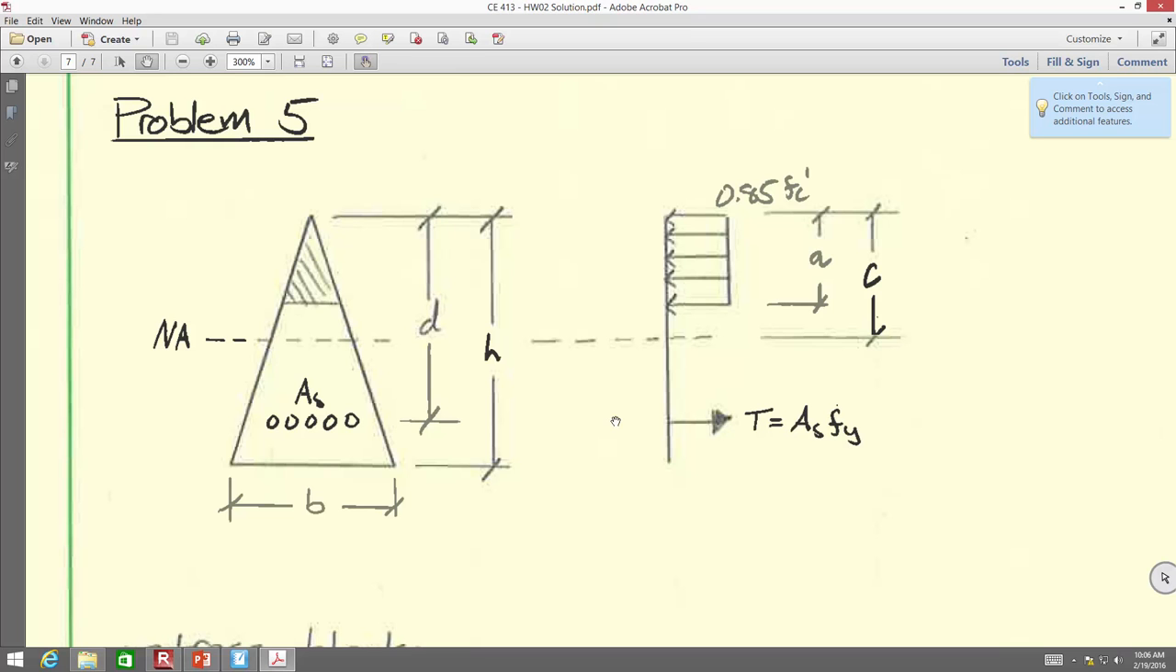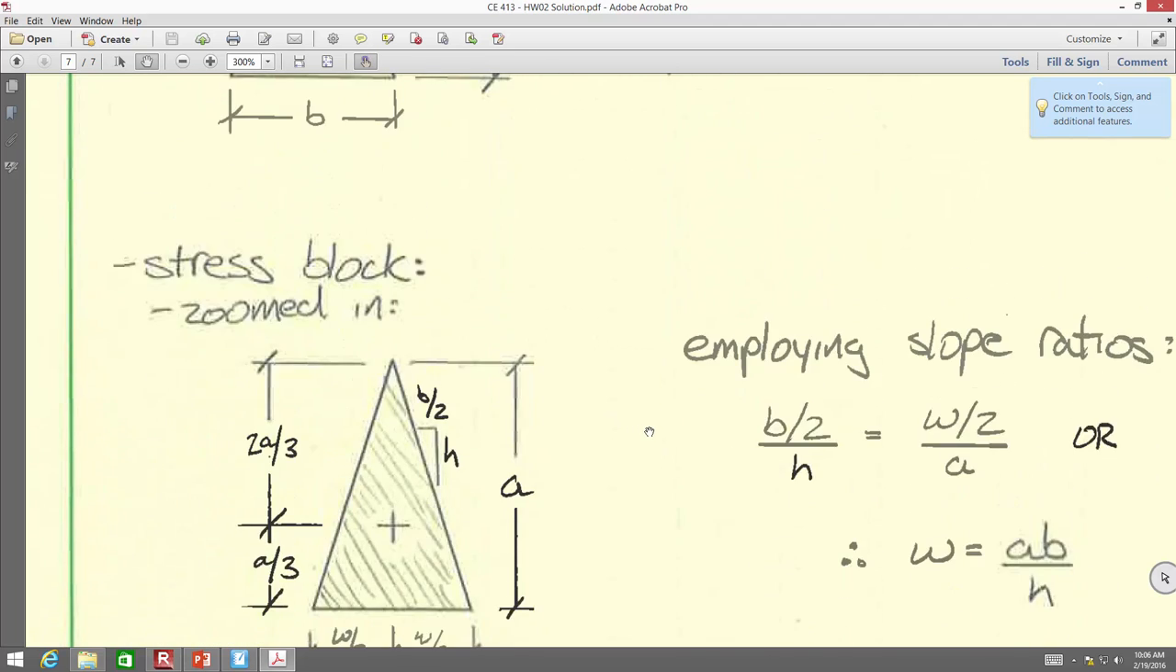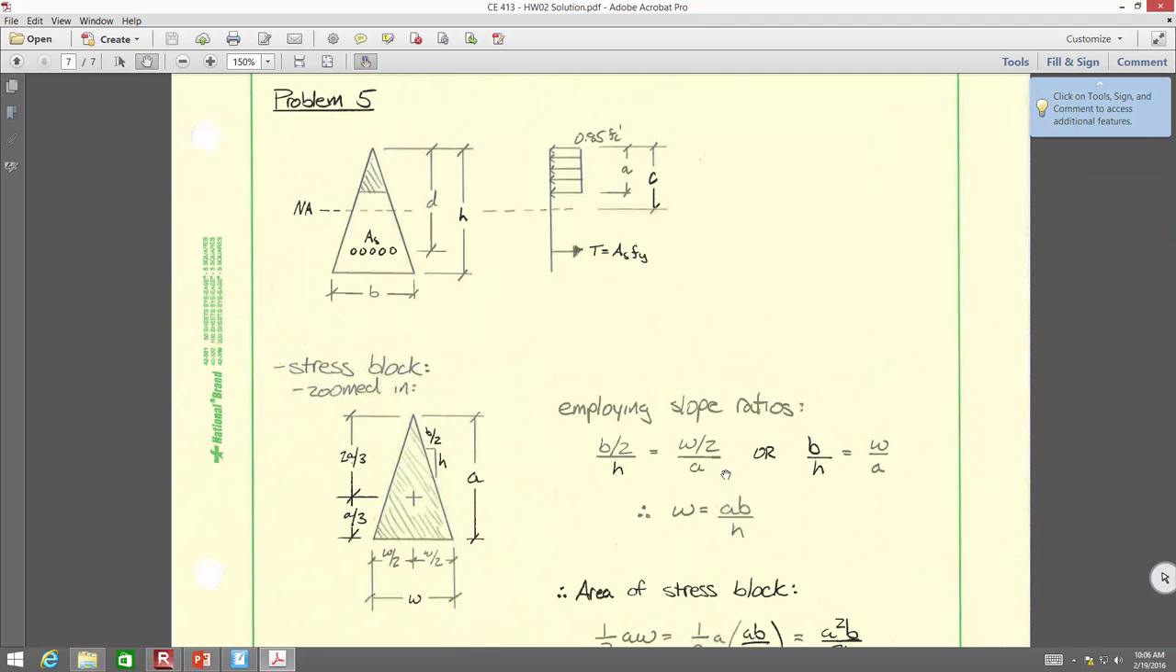You need the height of the triangle, which is A, and you need the width of the triangle, which you don't know. But given the geometry of the beam, you can say, if I zoom in and look at this little stress block and blow it up, it's a depth of A and some width of W. I don't know what that width is, but I can say B is to H as W is to A, and rearrange it in terms of the terms that you do know or the terms that you want to know.